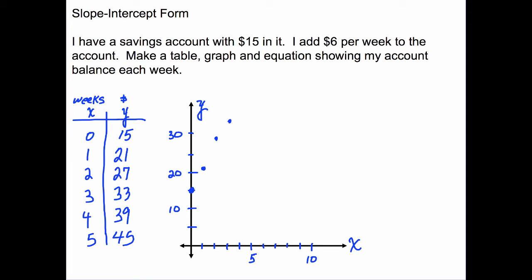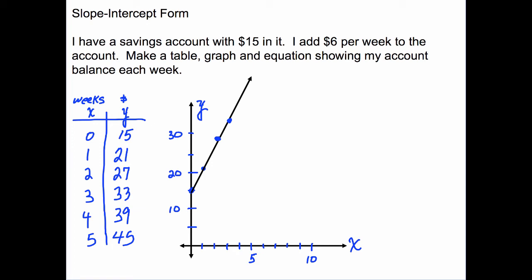And although it is really not legitimate to join these with a line, we're going to do that anyway because we need to learn some things about the equation and the graph. So we'll join these with a line, and if I had made my points a little bigger, all of these points would go through the line. Now we need an equation.